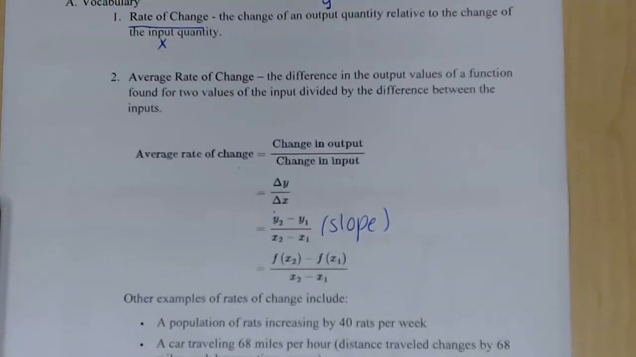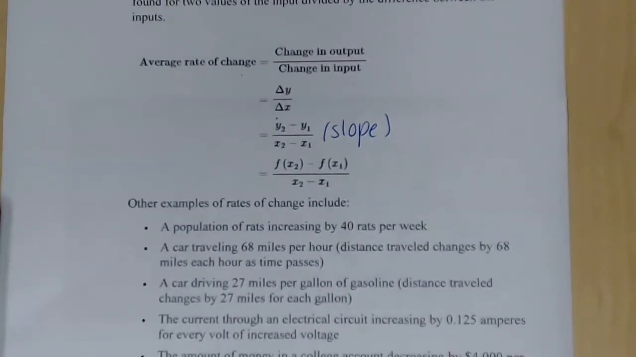Examples of rate of change in real life might be some of these examples down here. A population of rats increasing by 40 rats per week. Sorry, gross example there. But that would be a rate of change. A car traveling 68 miles per hour, the distance traveled changes by 68 miles each hour as time passes. That's a rate of change. A car driving 27 miles per gallon of gasoline, rate of change. The current through an electrical circuit increasing by 0.125 amperes for every volt of increased voltage, it's just rate of change.